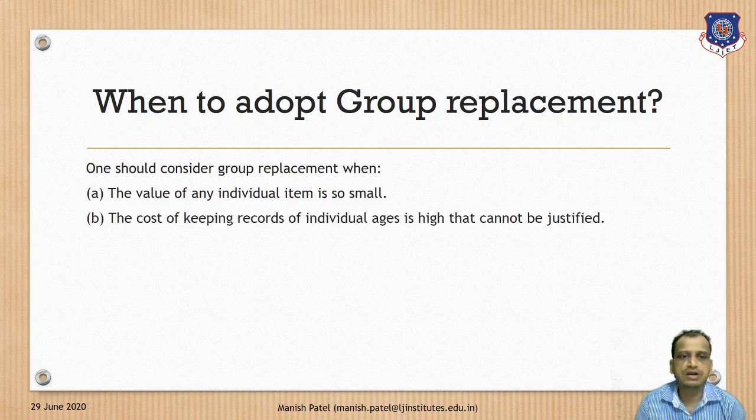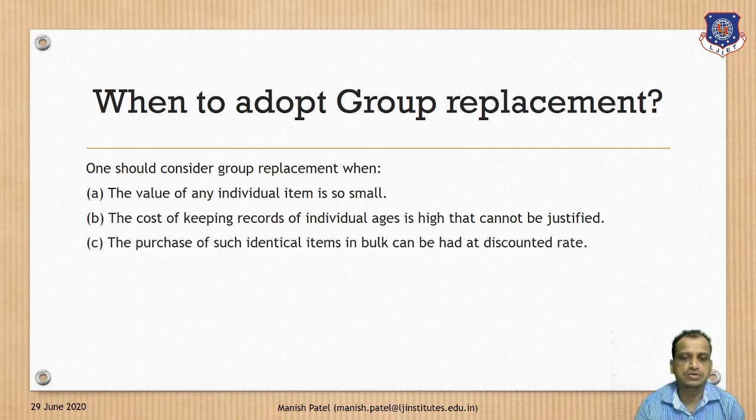Next, keeping records of individual ages is costly and cannot be justified. Imagine that you are taking care of each and every bulb, its life, and you want to note down the time or the age of the bulb. It is very difficult, right? It is very difficult to keep the records. So in that case you can use group replacement.